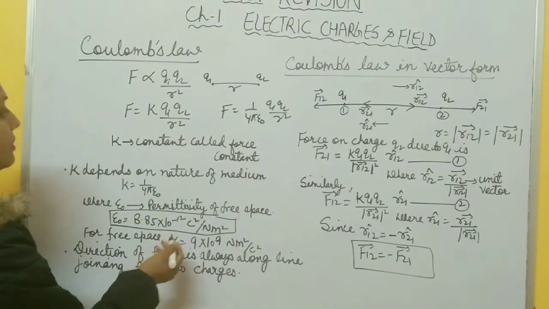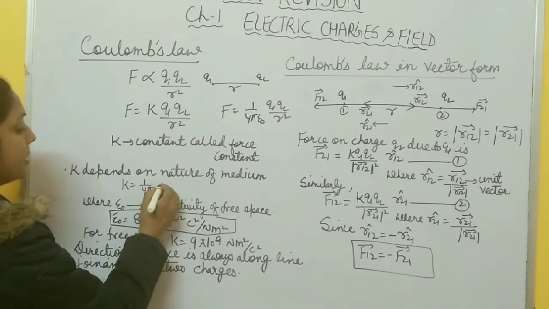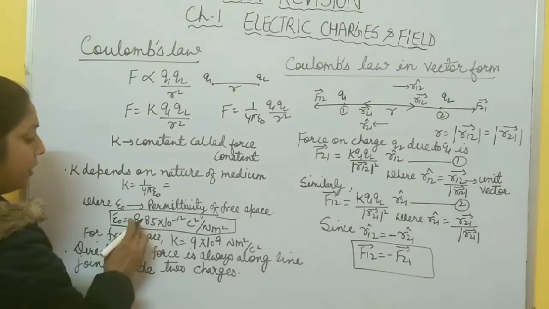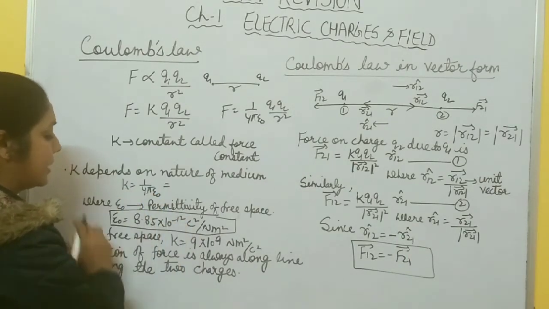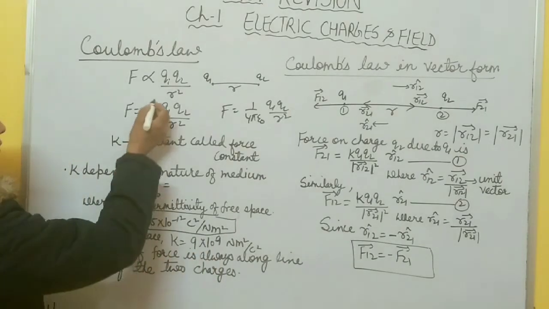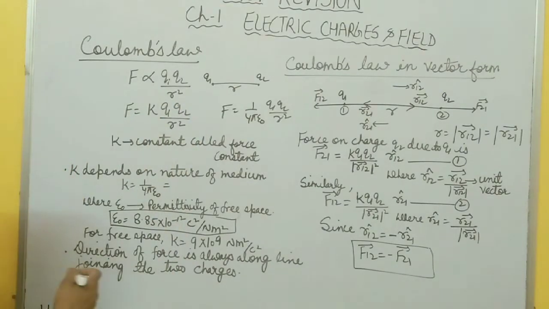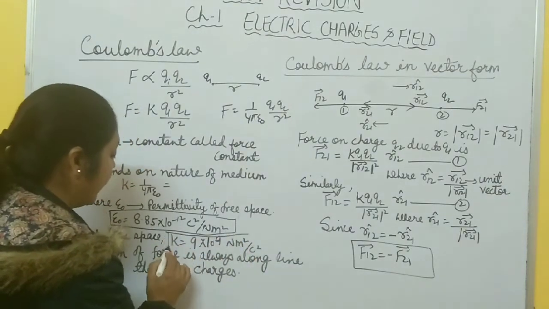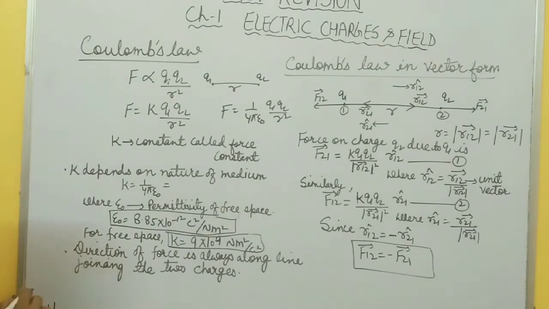And if you put this value in this equation, then what is the value of K for free space? When you put epsilon naught equal to 8.85 into 10 to the power minus 12, this K becomes 9 into 10 to the power 9, and the unit for K is Newton meter square per Coulomb square, right? For free space, its value is 9 into 10 to the power 9 Newton meter square per Coulomb square.